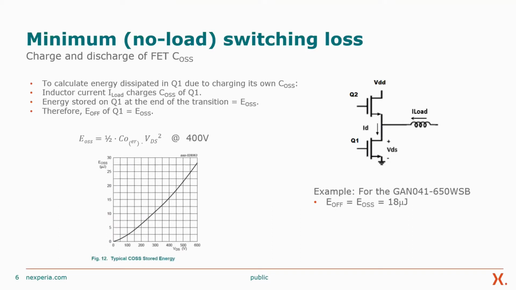Okay, turn off. When we turn off Q1, the current in the inductor will charge the output capacitance back up to VDD. The turn-off is essentially instantaneous. And so all of the energy that flows into Q1 in this turn-off is simply energy charging the output capacitance. So E off is actually EOSS, which for this device is 18 microjoules.